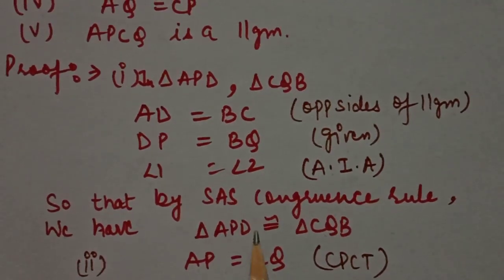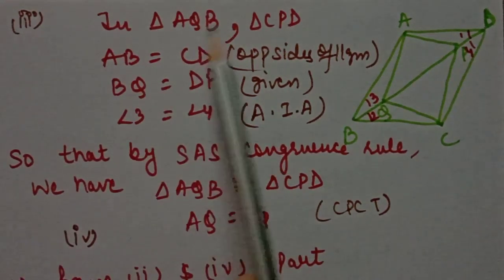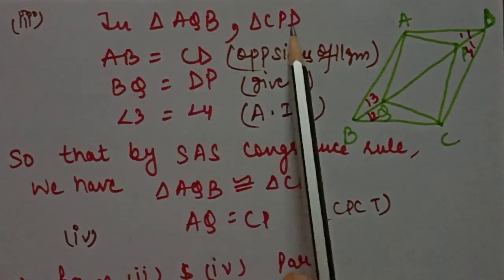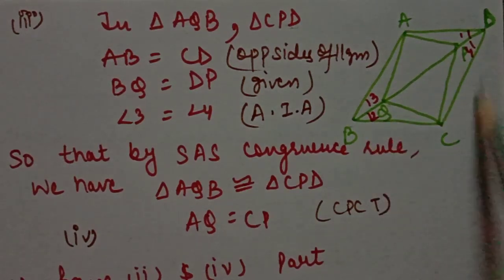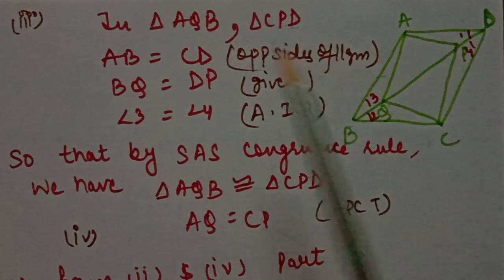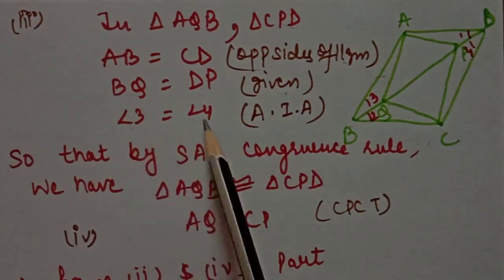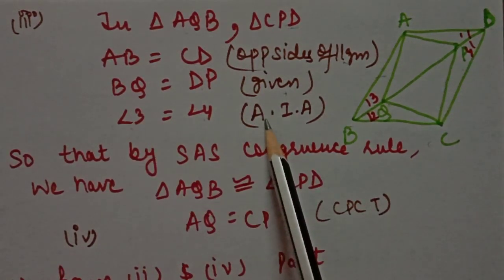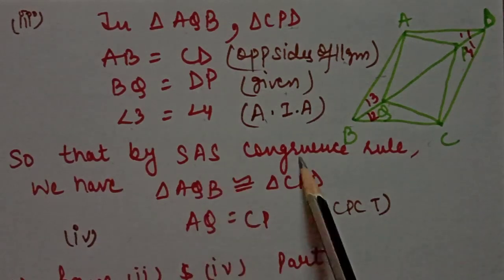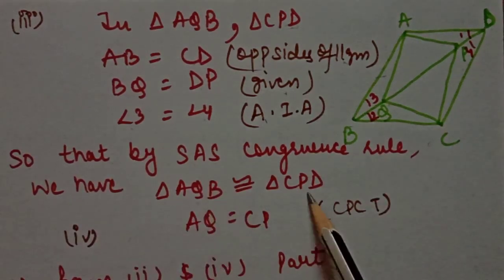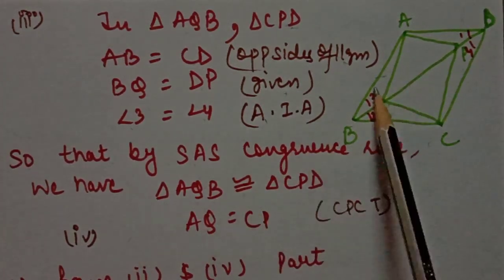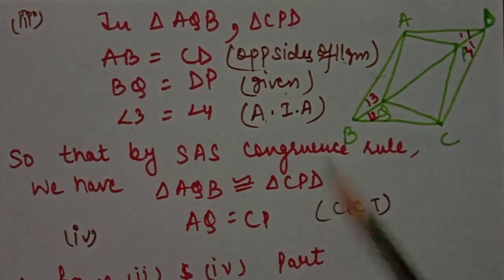So students, the first part is proved here, the second part is proved here. Now the third part. In the third part, we have to prove these two triangles congruent, triangle AQB and triangle CPD. AB is equal to CD, opposite sides of a parallelogram. BQ is equal to DP, it is given, and angle 3 and angle 4 are equal to each other because of alternate interior angles. So by the SAS congruence rule, triangle AQB and triangle CPD are congruent to each other. If these two triangles are congruent, then AQ and CP are equal to each other by CPCT. With this, the fourth part is also proved.